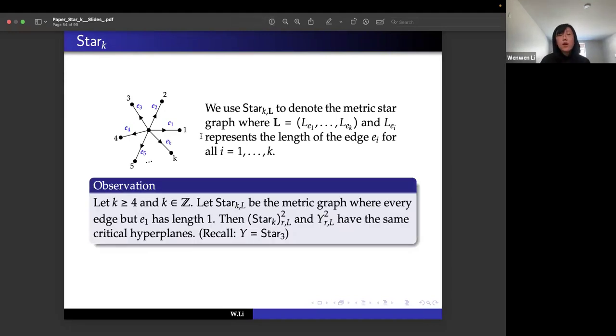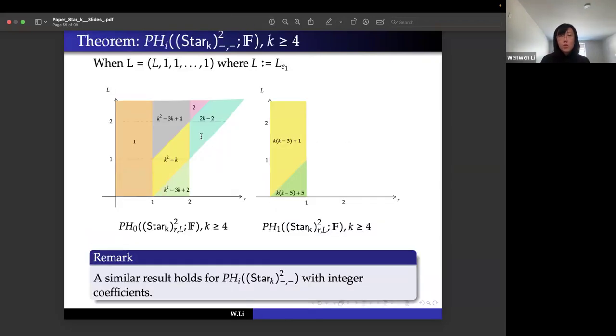And so the key observation here is that the hyperplane arrangement, in other words the critical hyperplanes for the second configuration space of the star graph and the second configuration space of the Y graph, are actually the same. So we still have those 4 lines in the parameter space. Then we just compute each point from the chamber to figure out the homology group for each chamber, and this is what we did. So we compute the zeroth persistent homology of this bifiltration coming from the second configuration space of the star k graph, and similarly PH1, the first persistent homology group of this bifiltration.